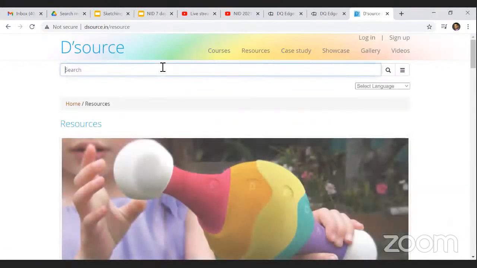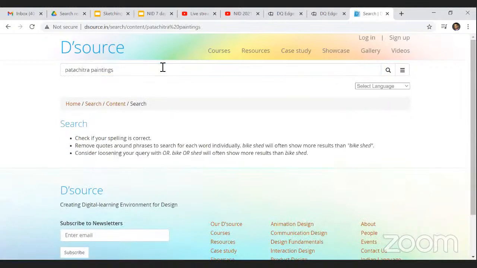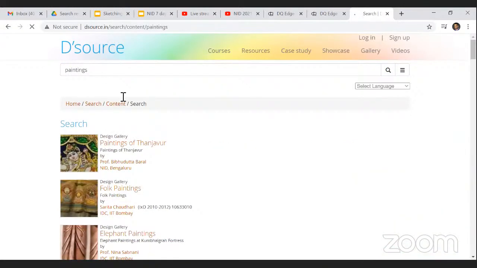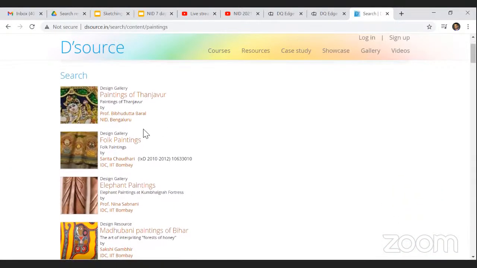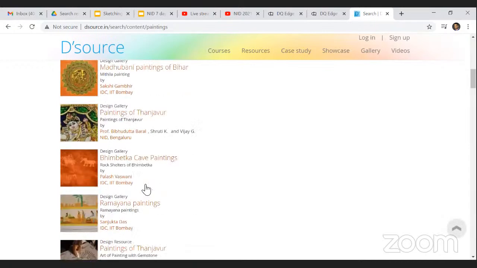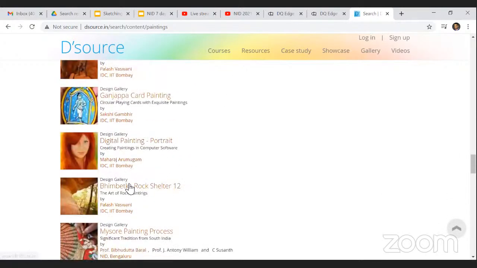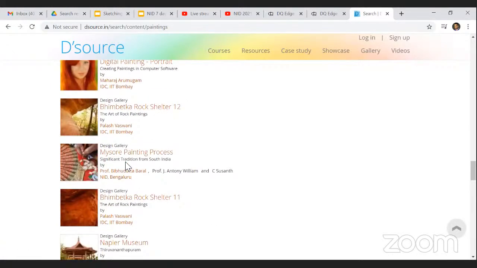For example, Patachitra paintings. Let us say paintings. Okay, all right. So different kinds of paintings, right? Paintings of Tanjore, folk paintings, elephant paintings, Madhubani paintings, acrylic paintings. All the paintings are here. The processes are documented nicely. For example, let us take one particular method.